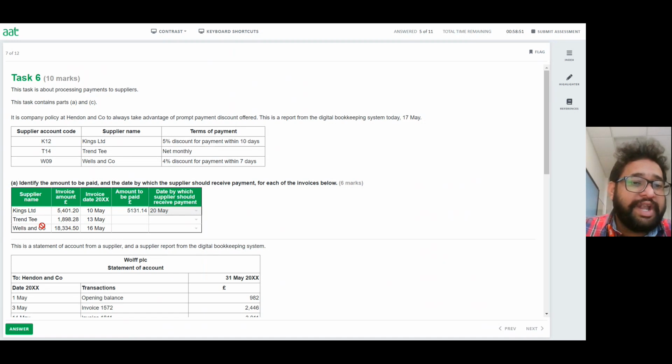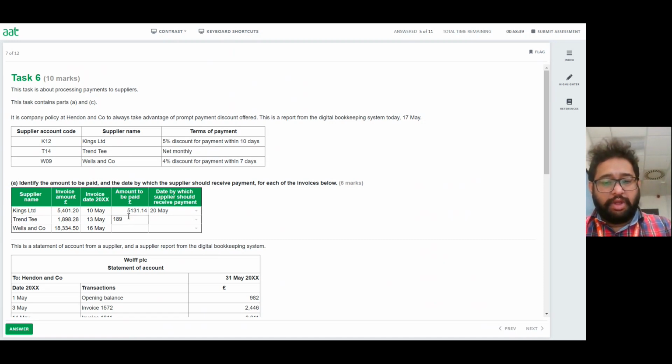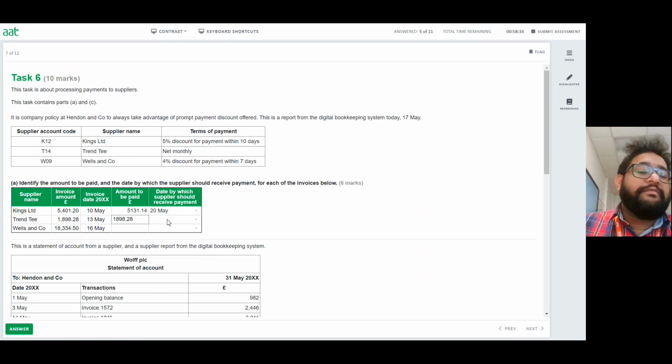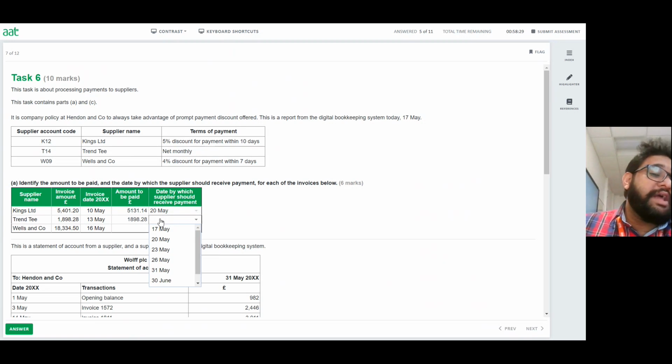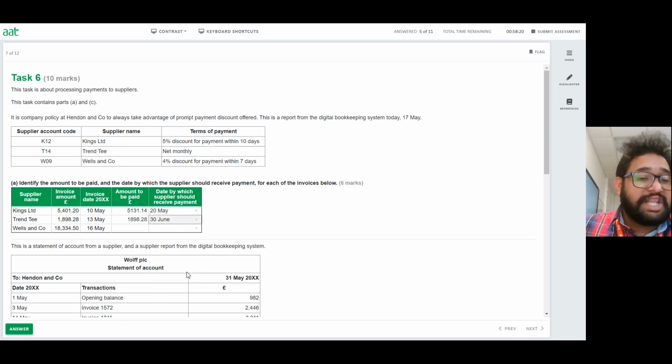So here, Friendly Limited is net monthly. When you receive the invoice on 13th of May, there is no prompt payment discount offered here. So we end up paying the whole of that amount, but we'll pay that net monthly, meaning we will pay at the end of the following month. If they said 30 days, we'd be paying that on 19th of June. But in here, it says net monthly, so we're going to pay on 30th of June, which is the last day of the month. Okay, so the following month.